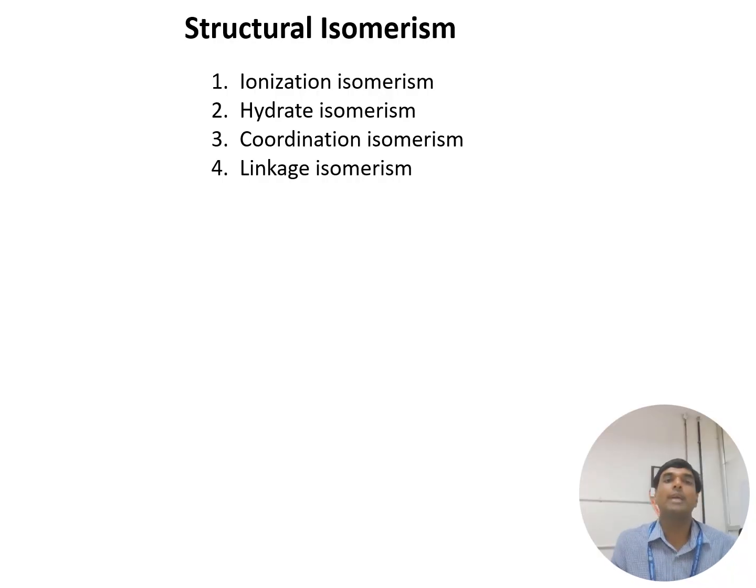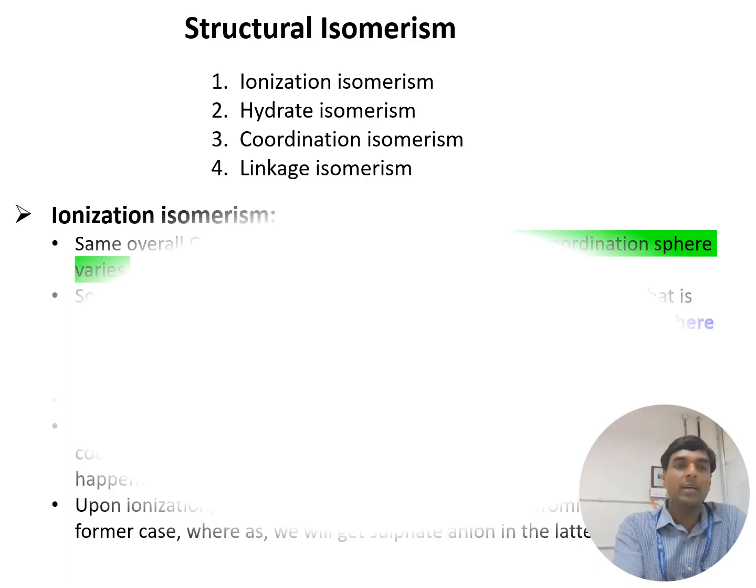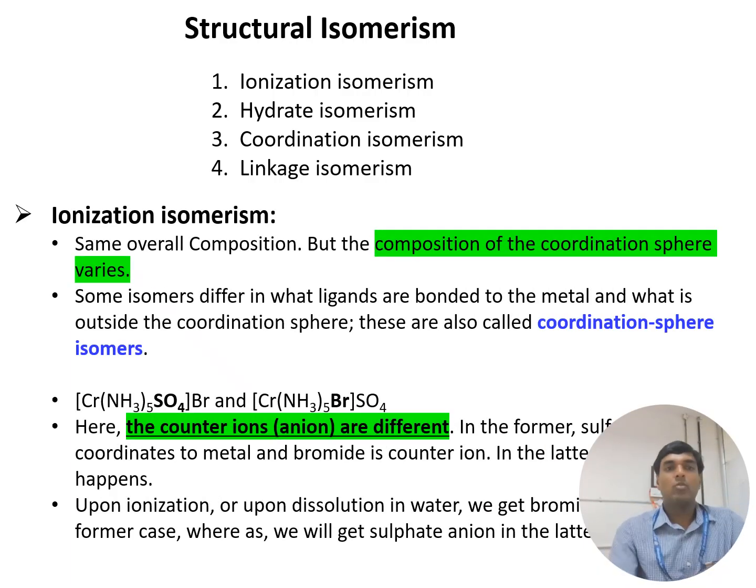Now let's look at one example each of ionization, hydrate, coordination, and linkage isomers. What is an ionization isomer? The composition is the same, but the positions can be different. Ligands can be in either the inner sphere or the outer sphere. You can see [Cr(NH3)5SO4]Br, where sulfate is in the inner sphere and bromide in the outer sphere, and when bromide is in the inner sphere, sulfate is in the outer sphere. So the cationic and anionic parts are defined differently, and that is what is called an ionization isomer.